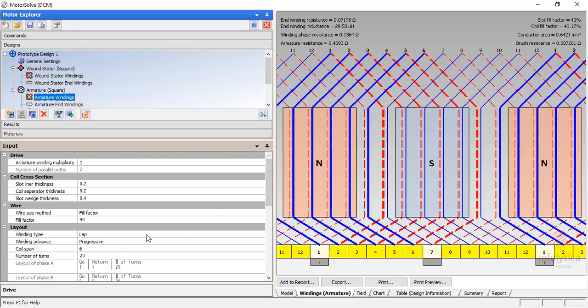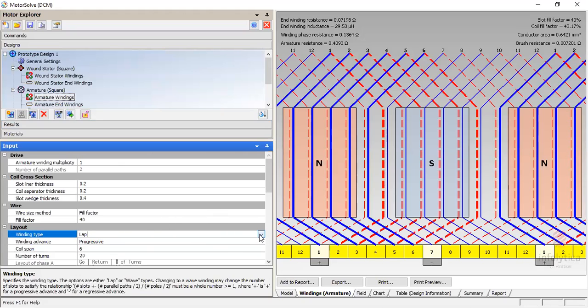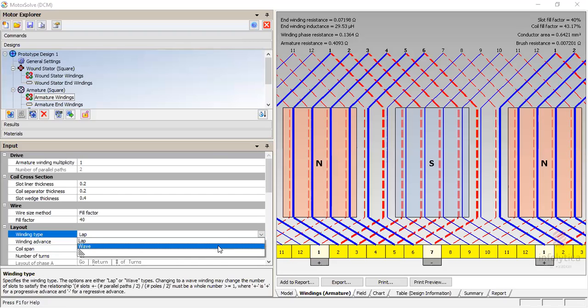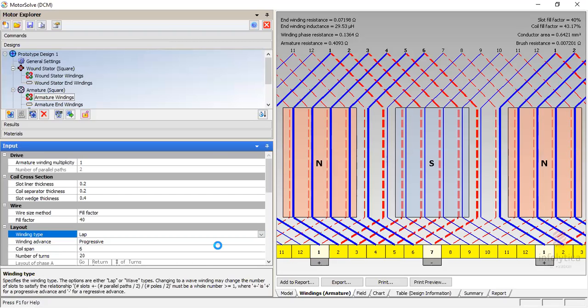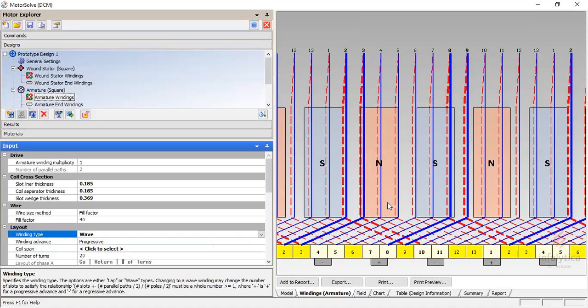Suppose it is a wave winding, now we are going to see the winding diagram. See here, this is the winding diagram for the wave winding of a generator. This winding concept we will see in the next class because it is a long process.